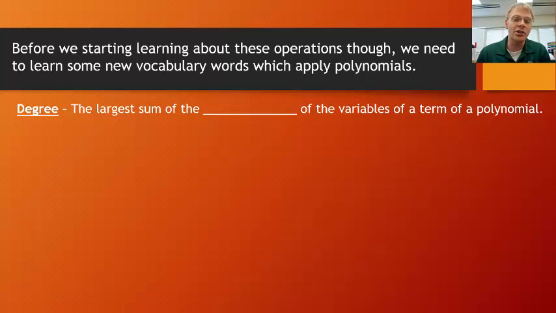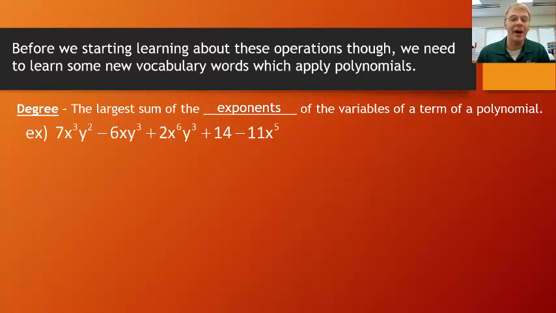The way we find a degree is we take the largest sum of the exponents of the variables of a term in the polynomial. Now, I know that's a mouthful, so let's take a look at an example here and actually break it down. So if we have this 5-term polynomial here, what we're going to do is look at the exponents of the variables in each term and add them up.